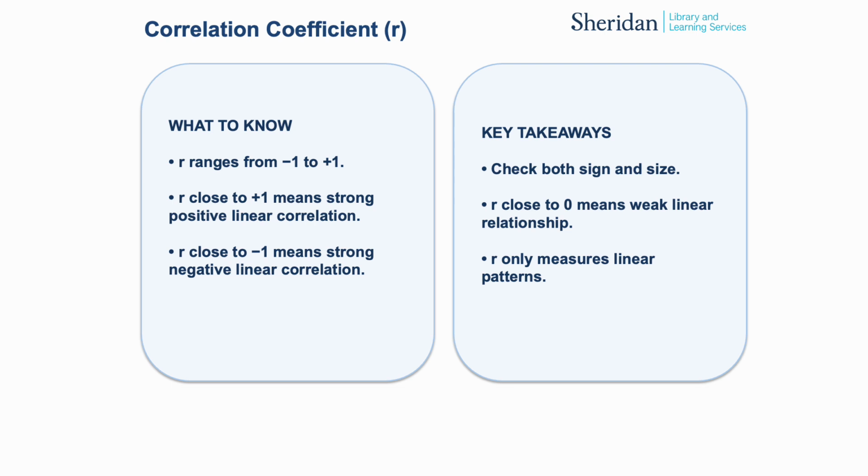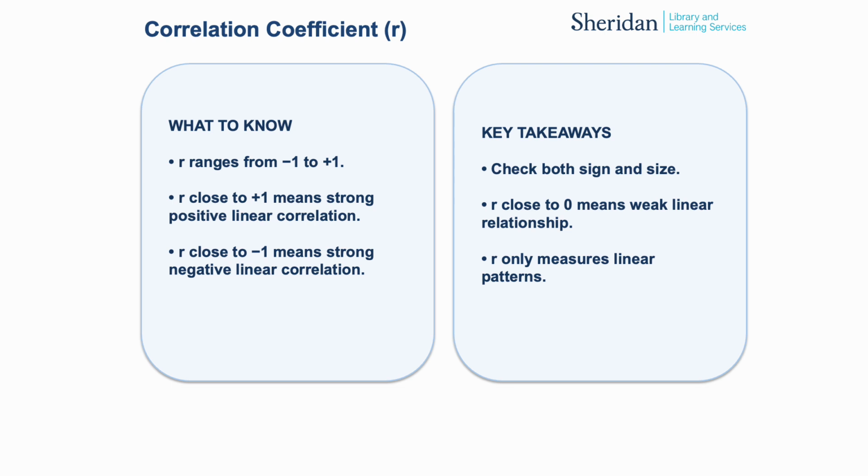On the other hand, values closer to 0 indicate a weaker relationship. For example, R equal to 0.2 suggests a weak positive relationship. R equal to -0.15 suggests a weak negative relationship. And if R equals exactly 0, it means there's no linear correlation between the two variables.